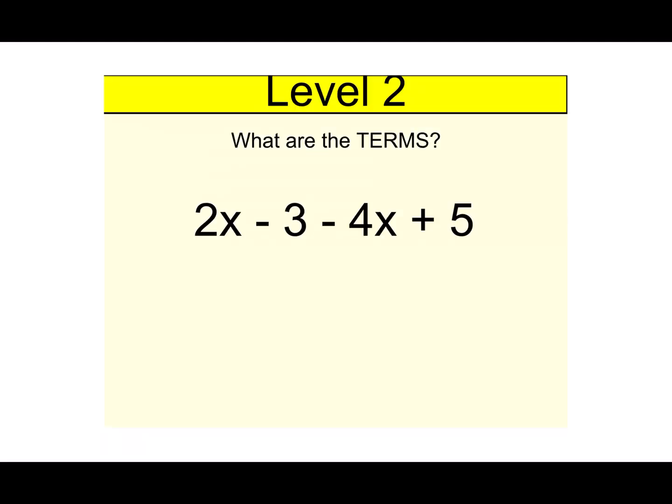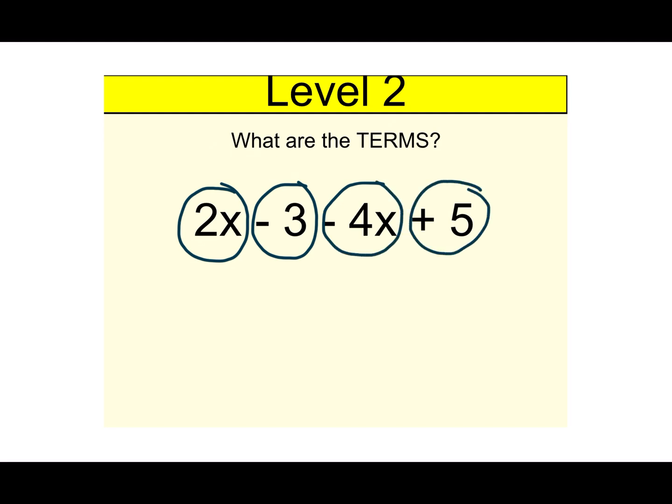Okay, in this problem right here, we're going to first talk about the word terms. Terms are the different parts of the expression that are separated by a plus, or in this case, a minus sign also. What I do is I kind of circle them. 2x is a term. Negative 3 is a term. Negative 4x is a term. And plus 5 is a term.